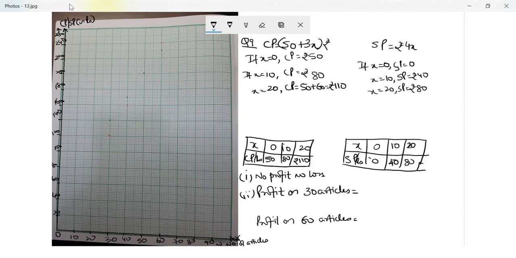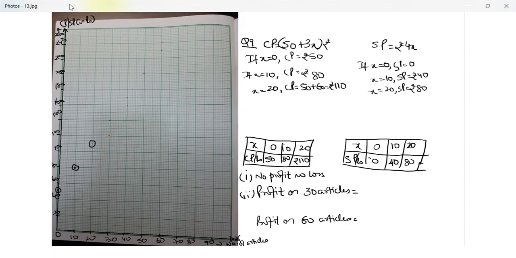So 0 with 50, that's the middle point of 40 to 60. Did anyone figure out why we will still have a cost of 50 rupees if I'm not making anything? Well, I still have to pay salaries, I still have to pay the electricity cost, I still have to pay the rent. So even if I don't manufacture anything, I'll still have a cost. Next is 10 with 80. So 10 with 80. Next is 20 with 110, which will be between 100 and 120.